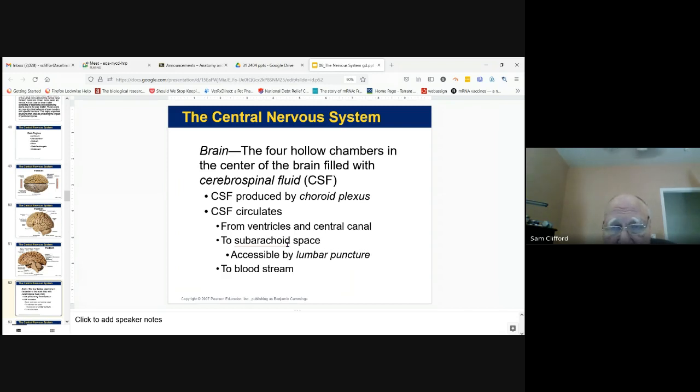If you ever get a spinal tap, your brain gets very, very disgusted and mad at you because anytime you change the volume of the cerebral spinal fluid, the brain undergoes enormous pain. So if you ever have an analysis of your cerebral spinal fluid, you'll likely suffer enormous pain for a while.